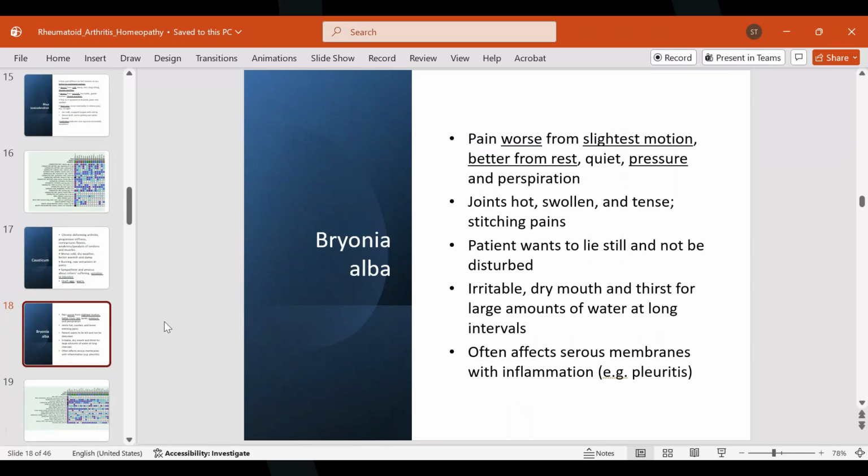Bryonia, again, worse from the slightest motion. These people want to be still, they don't want to move, and they want to be quiet. They're better from rest. If they move, the pain is an 8 or 9. If they're still, it's a 0, 1, like that. Better with pressure. Like if they have chest pain, they want the pressure, they want to lay on it. Hot, swollen, tense joints, stitching pain, so it's more like sharp pain, like pleuritic. We think of it for injuries to the ribs.